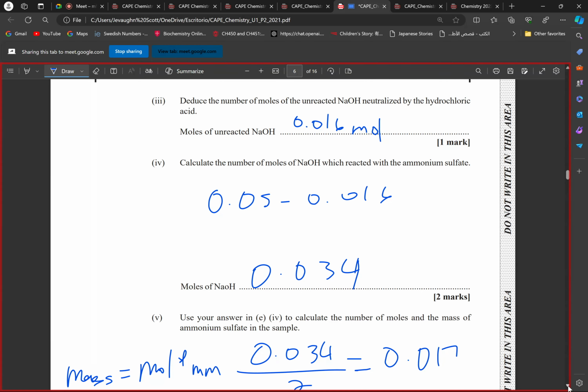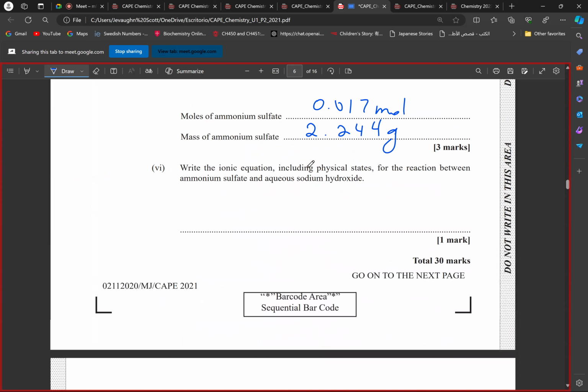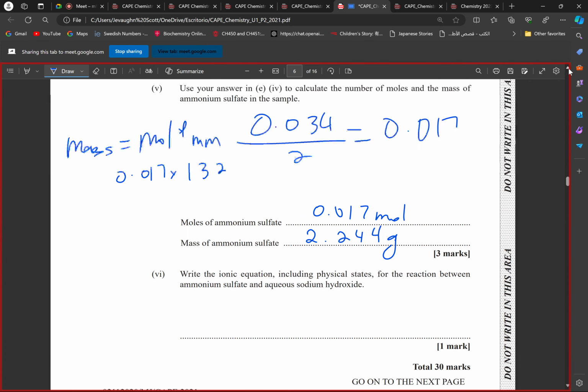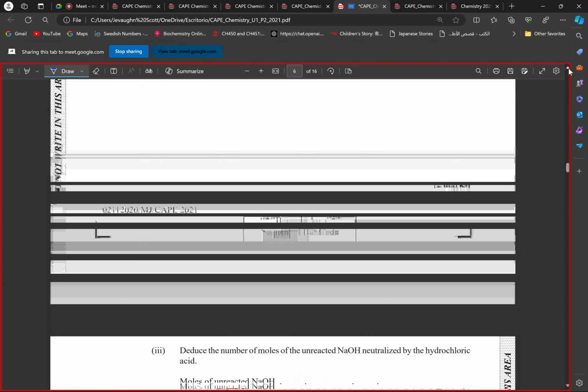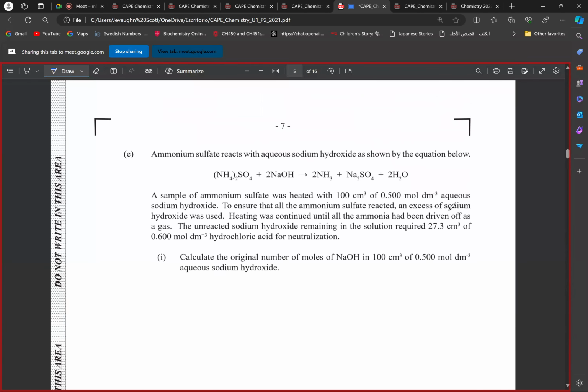All right. So now we must write the ionic equation, including physical states, for the reaction between ammonium sulfate and sodium hydroxide. So we now need to derive our ionic equation between ammonium sulfate and sodium hydroxide.